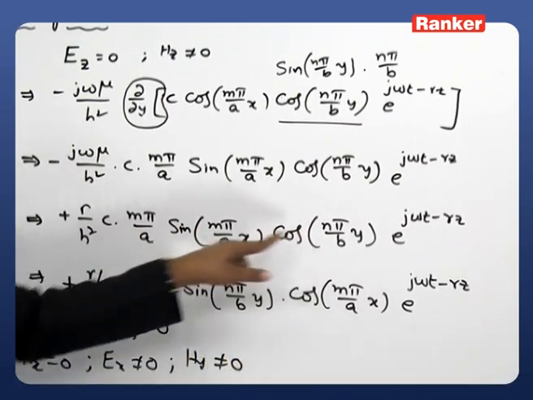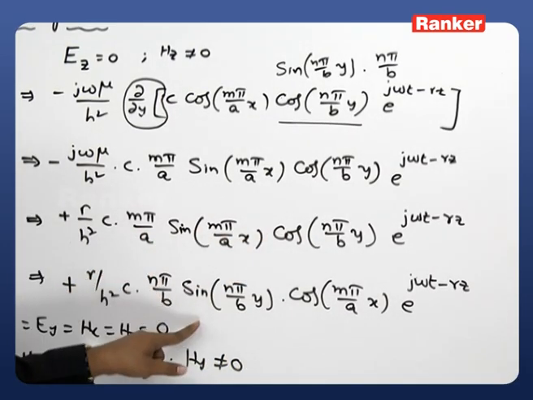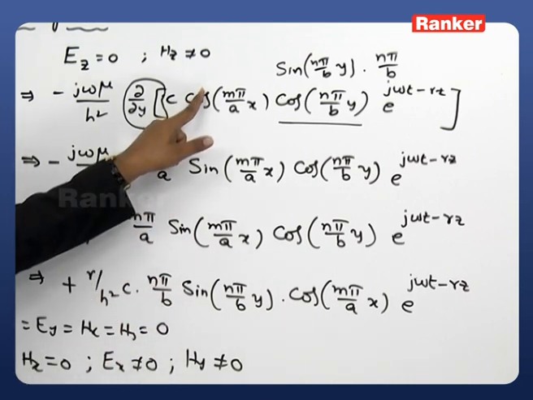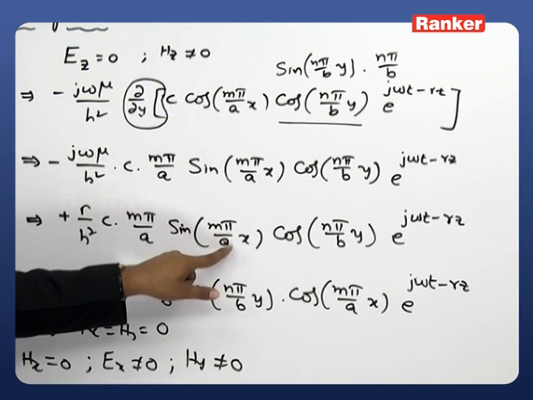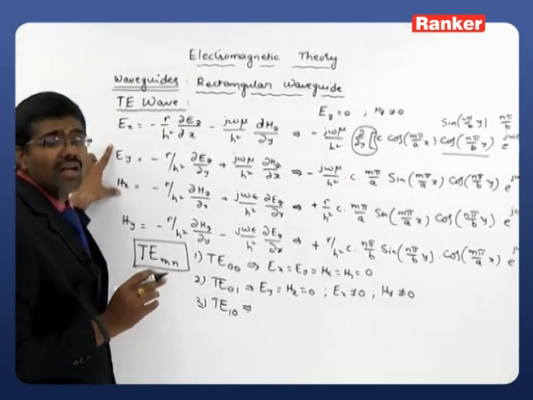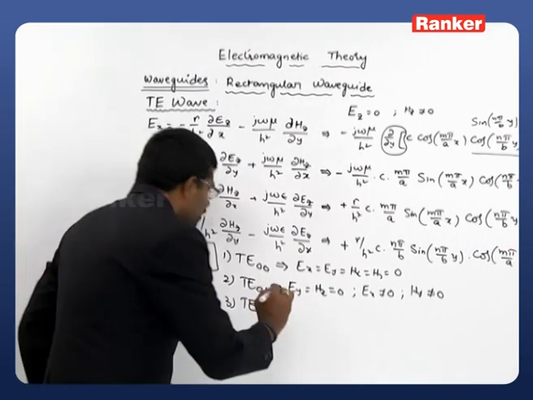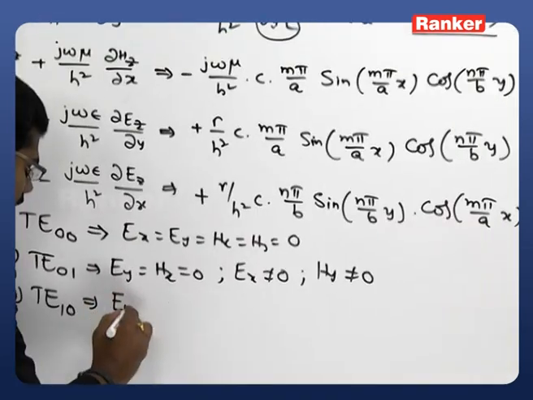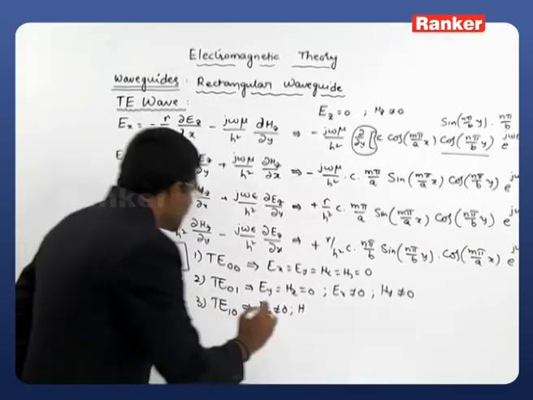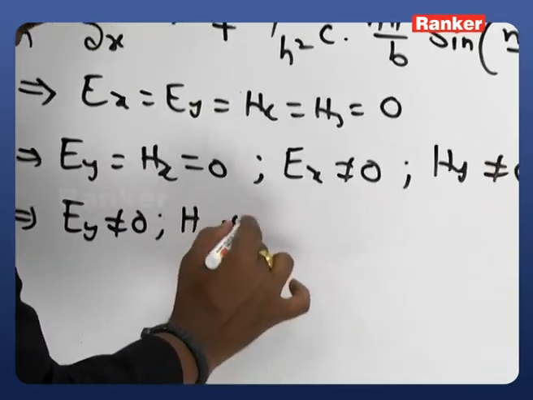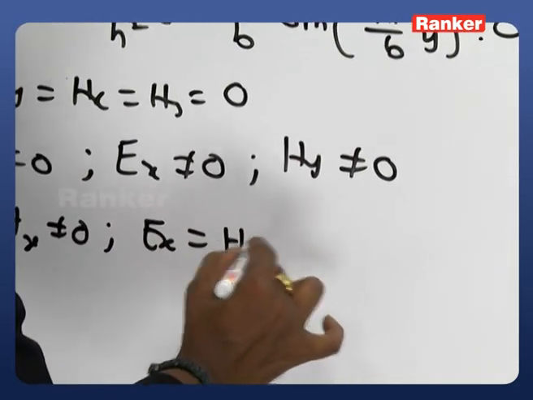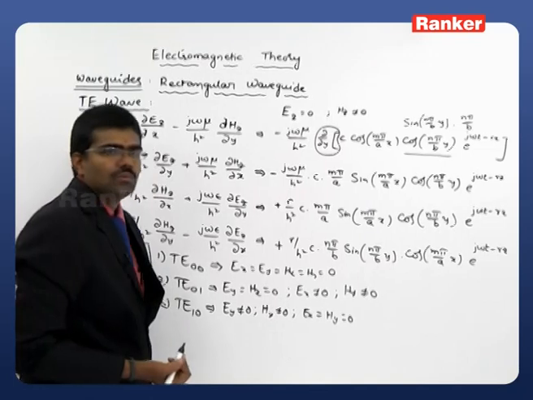Here also this will exist for us. And with n equal to 0, this term will vanish. So this term will vanish, this will exist, and this will vanish. So the corresponding two terms Ey and Hx will exist. What you can write here is Ey is not equal to 0 and the Hx component is also not equal to 0. The remaining two field components, Ex and Hy, are equal to 0.